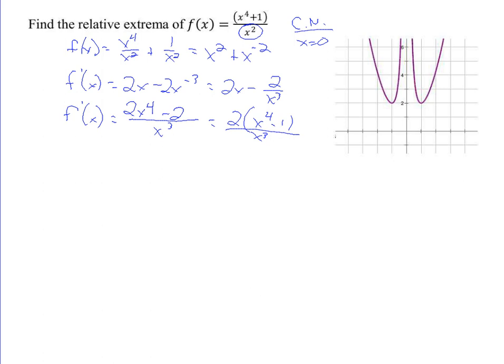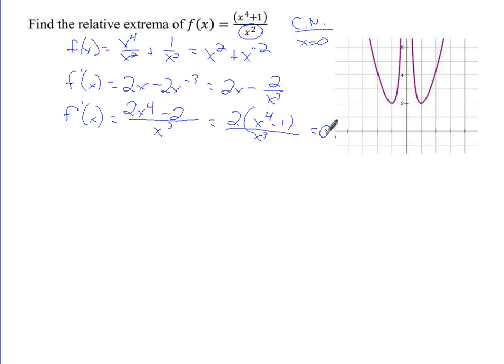So notice that with my derivative, I still have division by 0 when x is equal to 0. I don't have any other division by 0 introduced into this, so I don't have to worry about that. What I do need to do, though, is set this equal to 0, and then solve for x. So what should I do first?